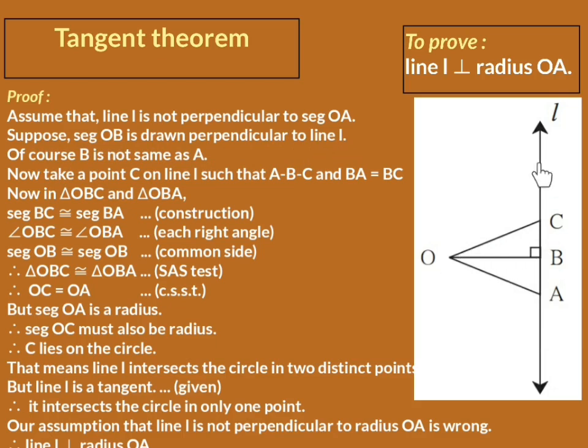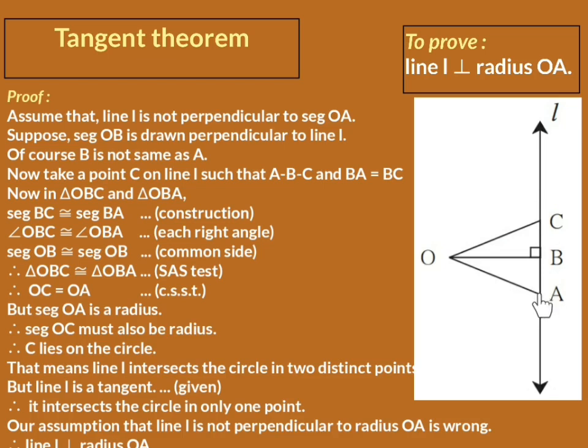Segment OB is drawn perpendicular to line L. Since OA is not perpendicular to line L, we can draw a perpendicular from an external point to the line, that is, OB is perpendicular to line L. Now here OA is not perpendicular to line L but OB is perpendicular to line L. But point B is only on line L. Point B is not on the circle.